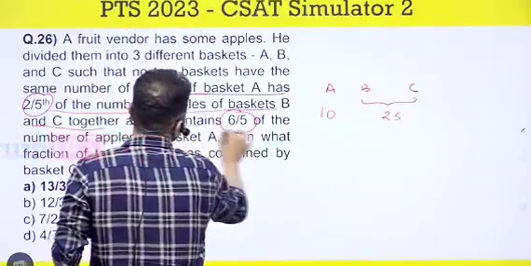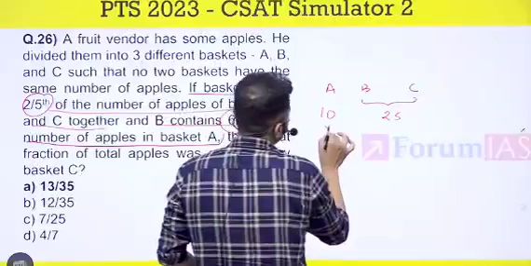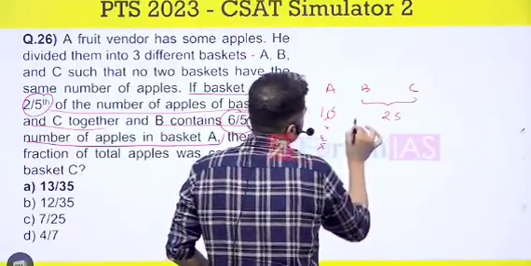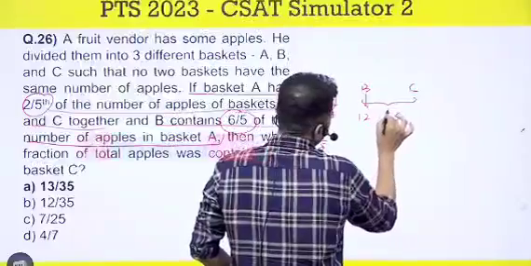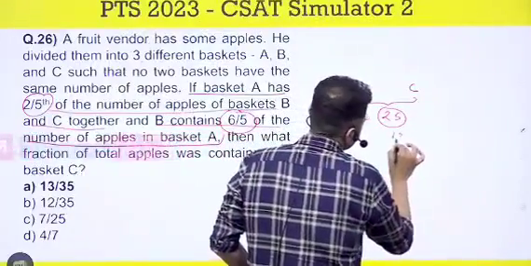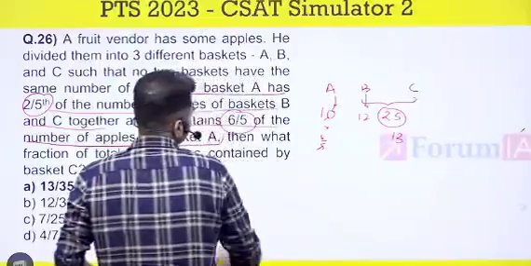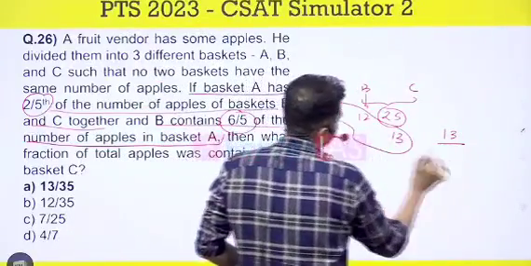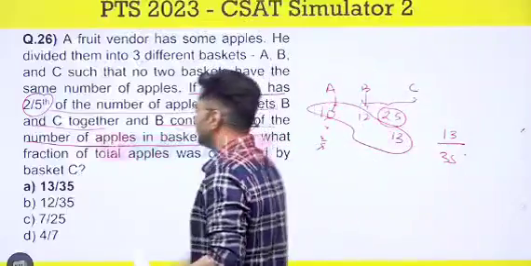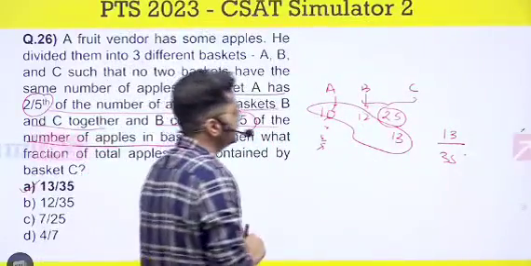And it says B contains 6/5 of the number of apples in A. So 10 into 6 by 5 will become 12. So B is 12, A is 10. Now B plus C is 25, so C will become 13. So what will be the total? The total is 35. So the answer would be 13 divided by 35.